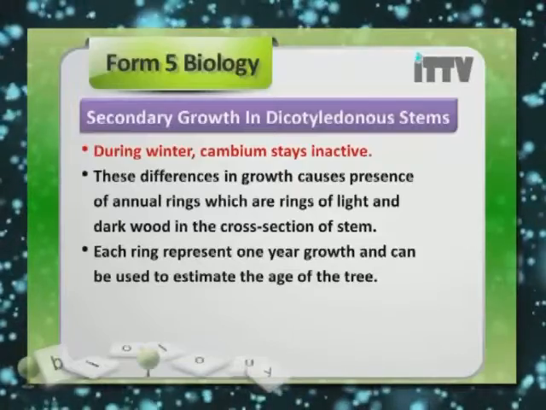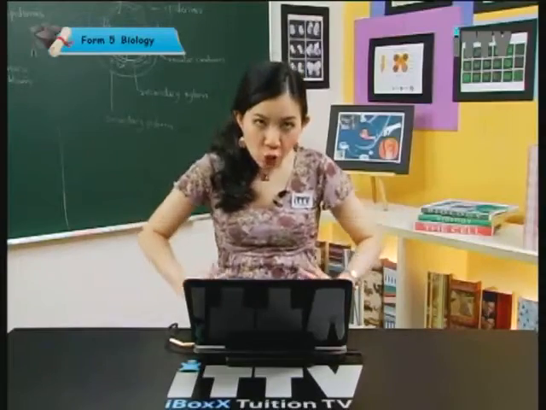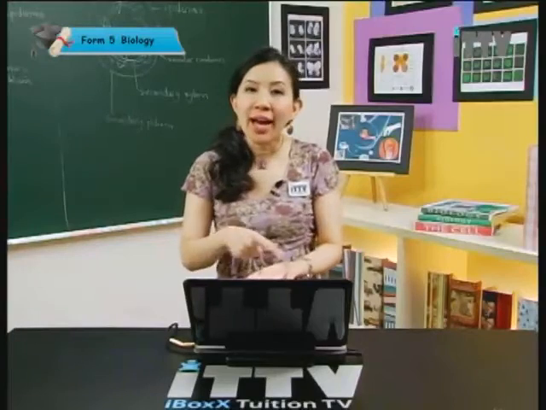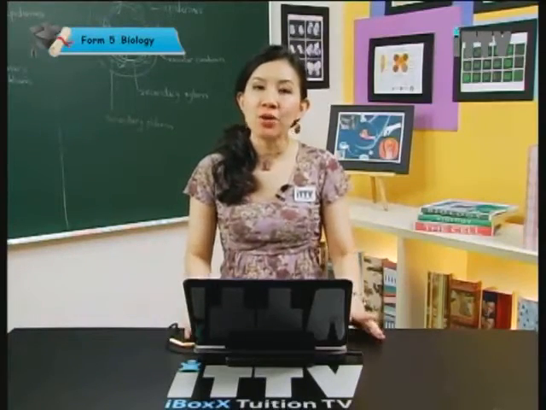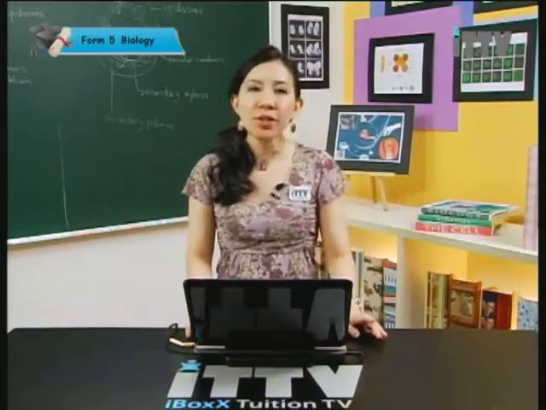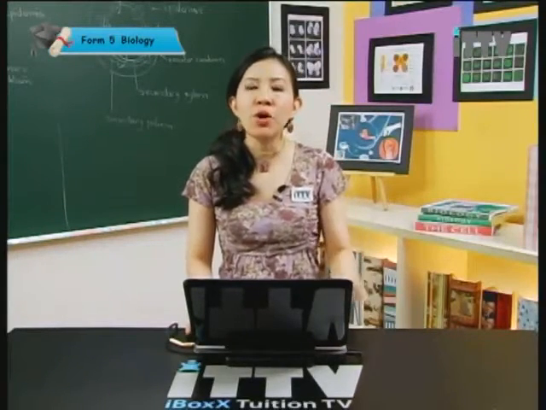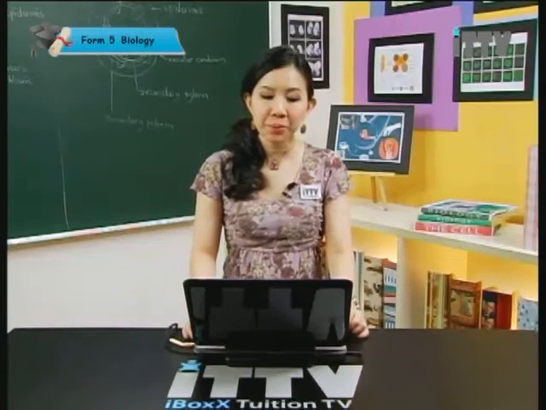These differences in growth cause the presence of annual rings, which are rings of light and dark wood in the cross-section of the stem. Each ring represents one year of growth and can be used to estimate the age of the tree. As the tree ages year by year, it produces rings of light and dark wood in the cross-section of the stem, and thus a person is able to know the age of the tree by counting the number of light and dark rings.